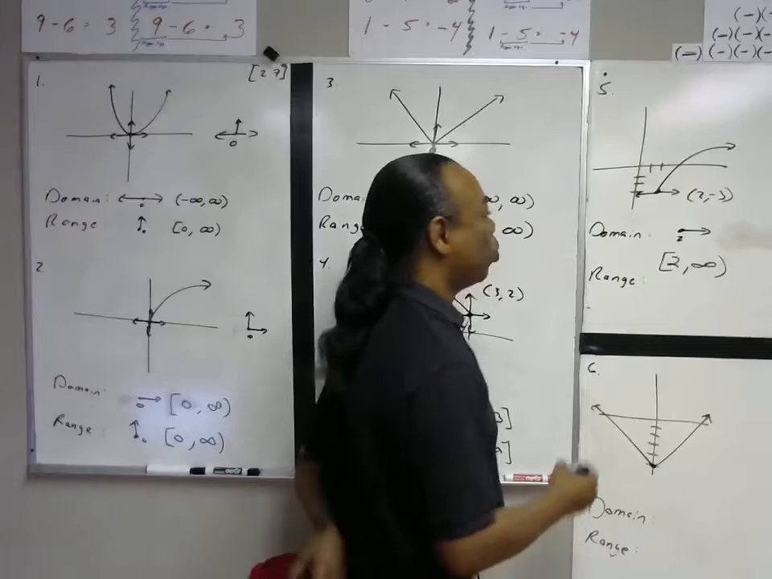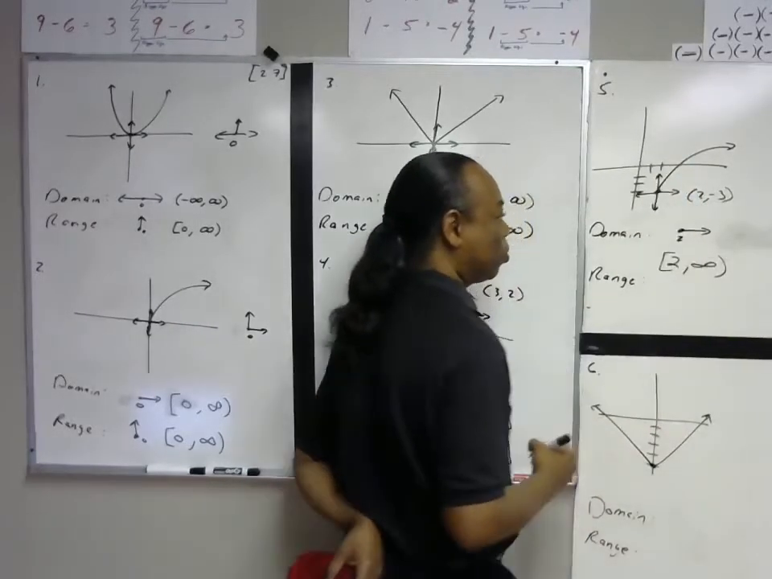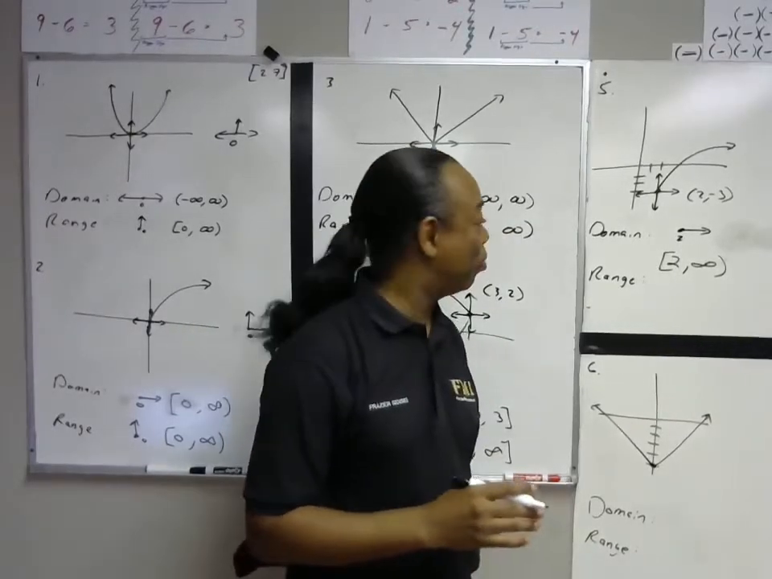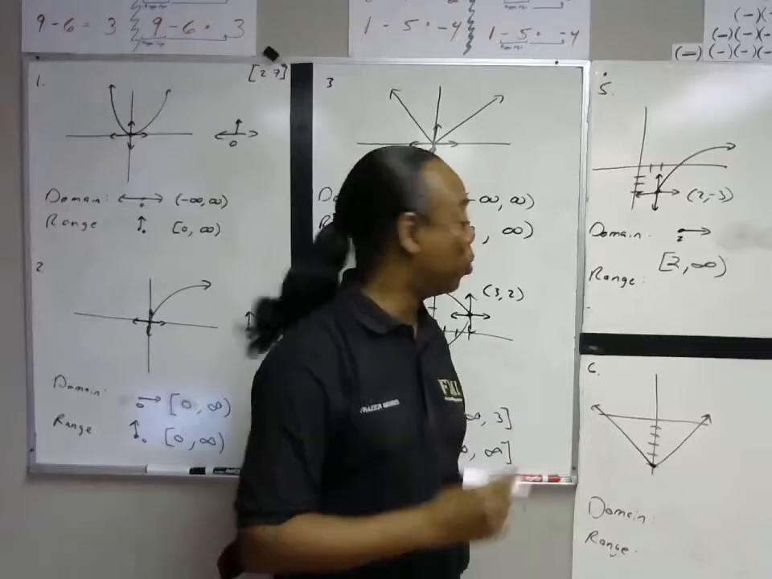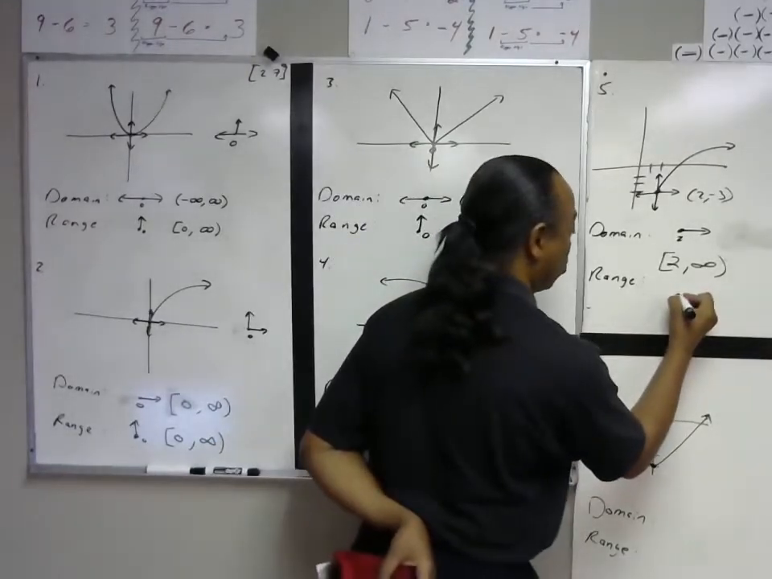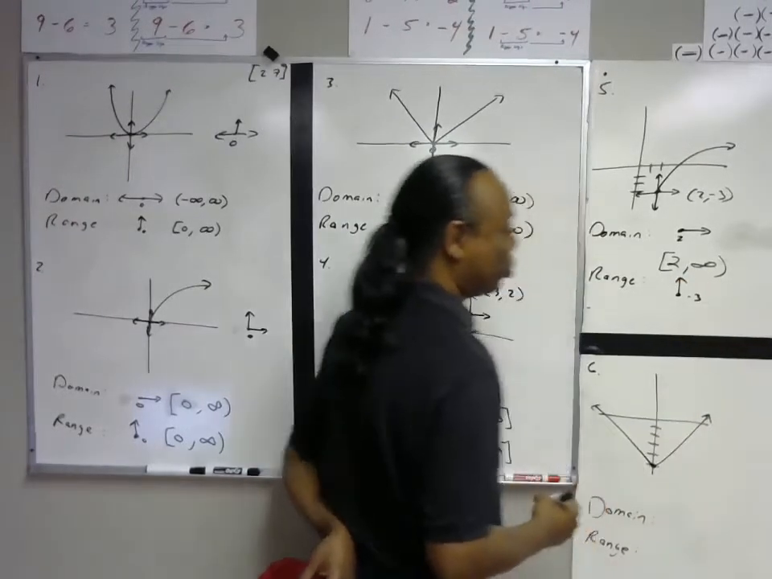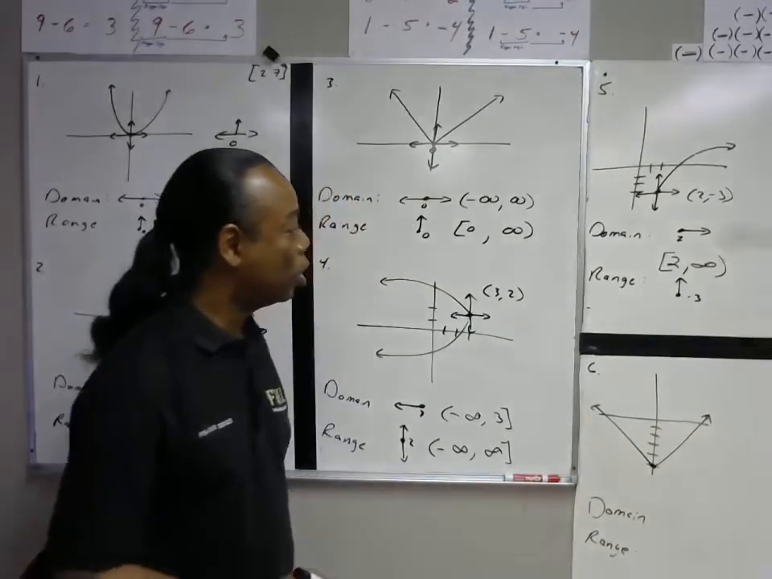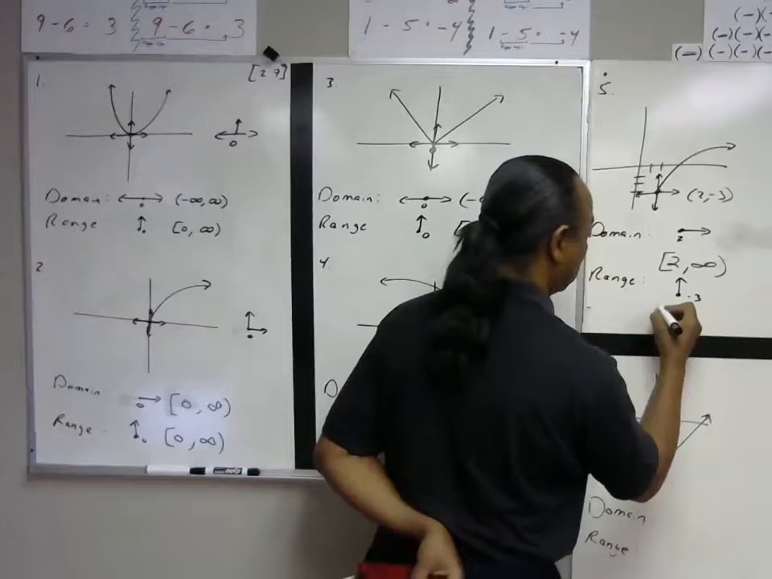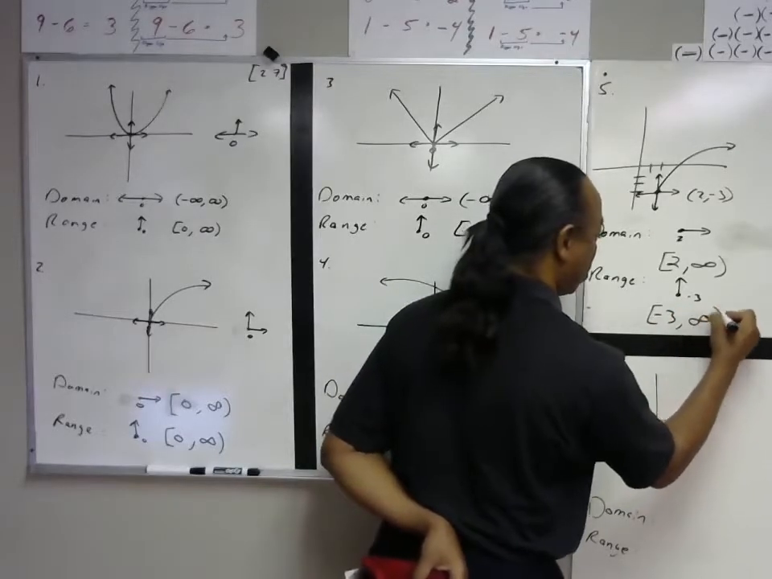Range. Range, we see how far down it goes from this point and how far up it goes. Okay, I can tell this graph is not going downward, but it's going steadily upward. Upward from -3. So graphically, we're at -3. We're going upward. So I would describe that as bracket -3 to positive infinity.